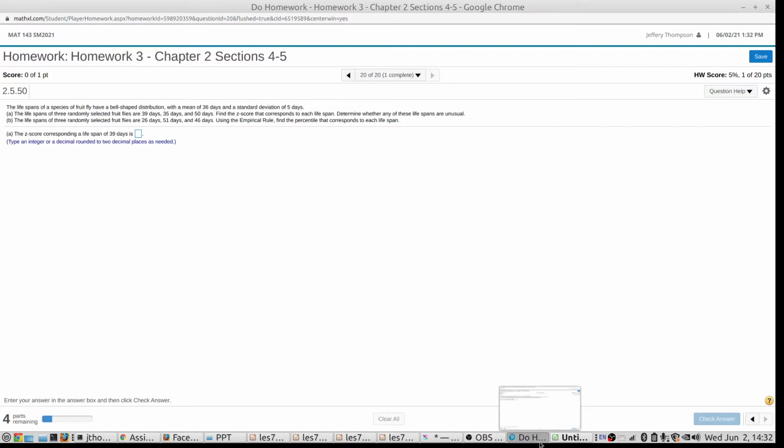Now what we have here is the lifespans of a species of fruit fly have a bell-shaped distribution with a mean of 36 days and a standard deviation of 5. And so that's talking about the population. And what we're going to do is pull out and do some z-scores.